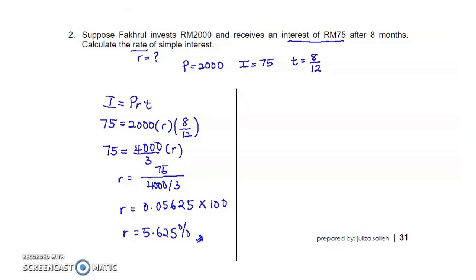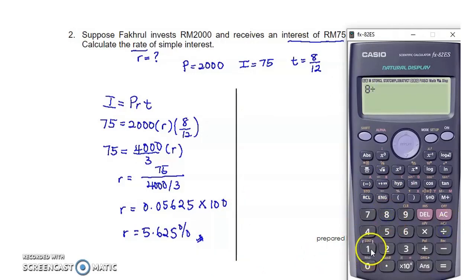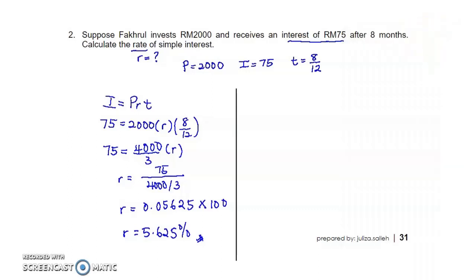Now I will show you if you want to round off value T to 4 decimal points. Just now 8 over 12 is 0.6666, this is the fraction. How to change to decimal? You press S to D. So we get 0.6667. So T here, if you want to write in decimal, will be 0.6667. Just round off to 4 decimal points. No need to take a long decimal.